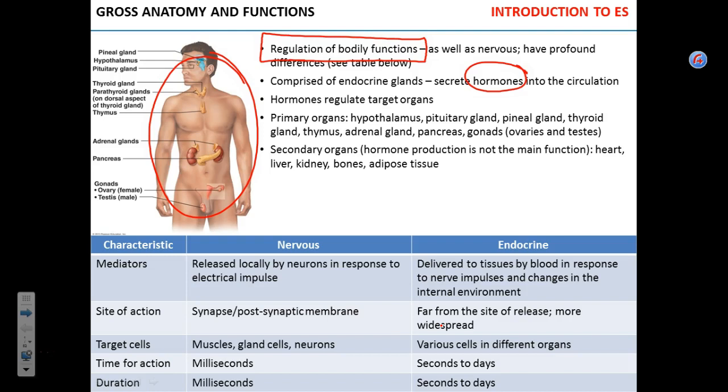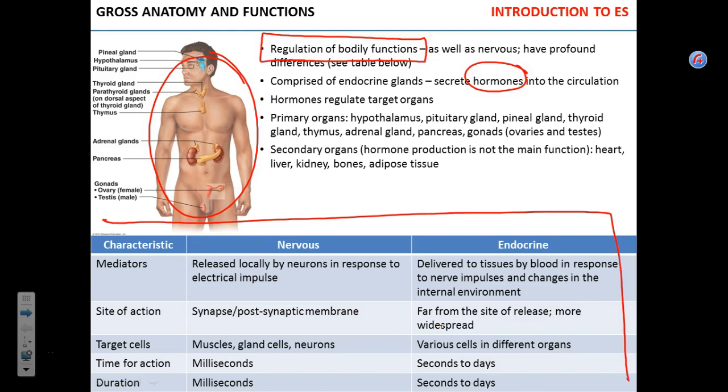Now, there is another system in the human body that responds to the changes, responds to the stimuli, and regulates the bodily functions. Which system? Which system responds to stimulus and produces the effect of some sort? Nervous, yeah. Nervous system, right? But the nervous and endocrine systems are very, very different. I mean, functionally, they're kind of similar, but there are some profound differences. Here in this table, I compare them, okay?